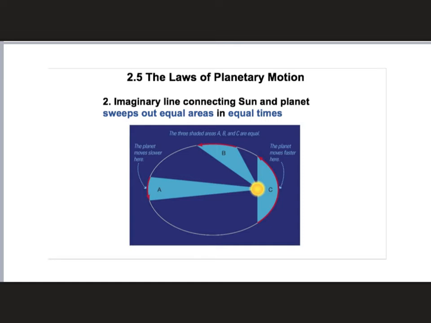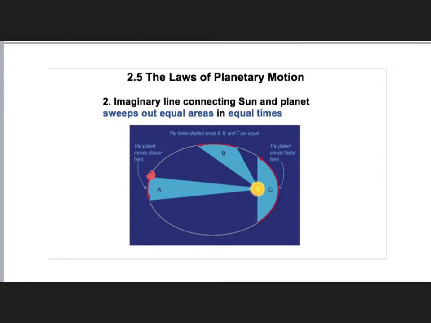Okay, there are actually three different laws for Kepler's three laws of motion. The second law is the law that says that an imaginary line connecting the sun to a planet will sweep out equal areas in equal times. That's kind of crazy sounding. What does that mean? So let's imagine that we have a planet that's located right there.